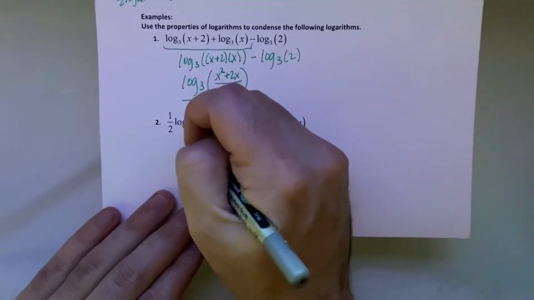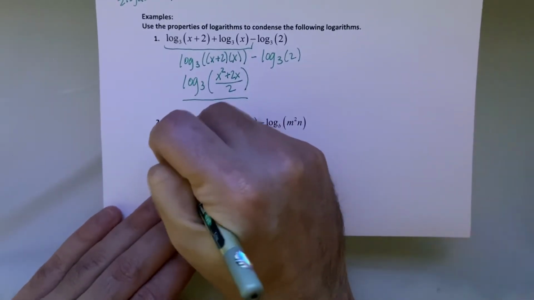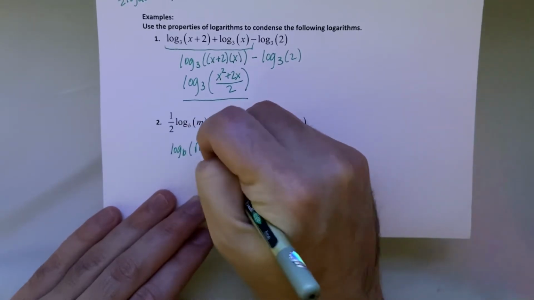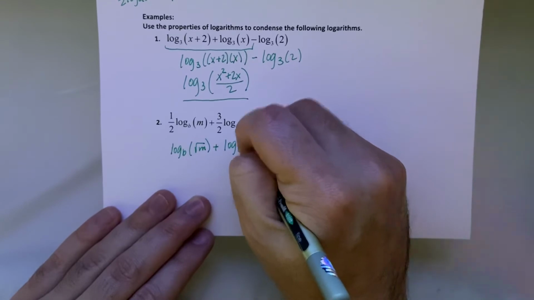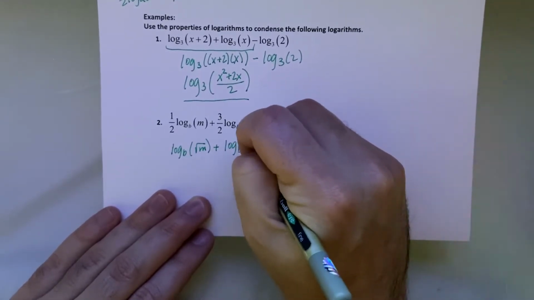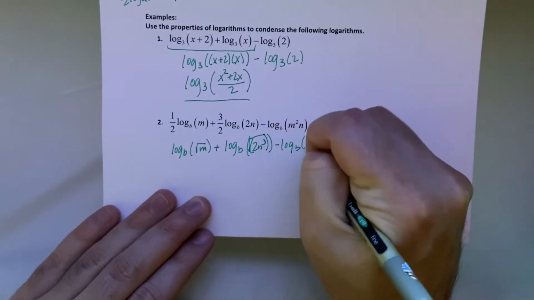For number 2, log base b of m, when you put the powers back in, it's log base b of square root of m plus log base b of 2n cubed, the square root of that, minus log base b of m squared n.